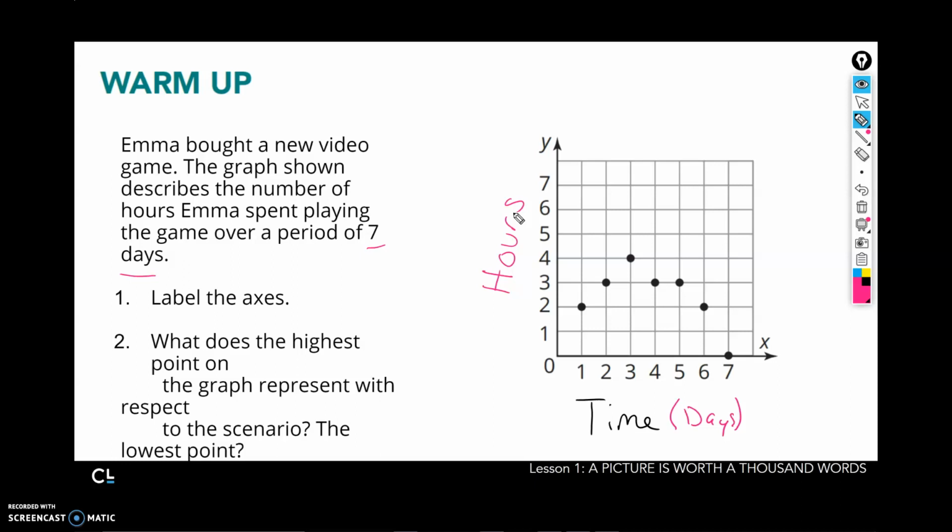What does the highest point on the graph represent? That point, if you label it as an ordered pair, would be (3, 4). Always label your x, then your y. That point represents that on the 3rd day, she played 4 hours of video games. In retrospect, how many hours did she play on the 7th day? 0. Let's go on.